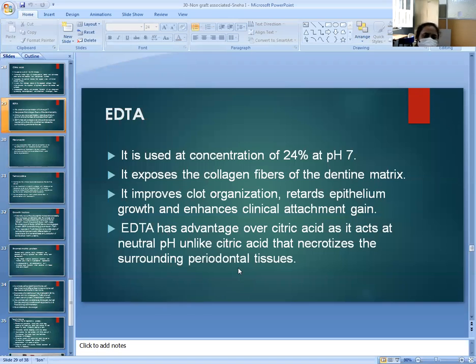The second technique of root biomodification is EDTA, ethylenediamine tetraacetate. It is also used for root biomodification. At a concentration of 20% and pH 7, it again exposes the collagen fibers of the dentin matrix. It improves clot stabilization and retards epithelial downgrowth in the wound area. EDTA has an advantage over citric acid as it acts at a neutral pH.